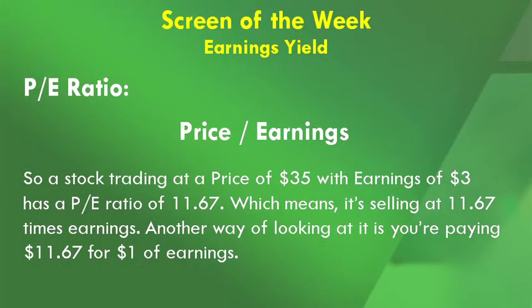Okay. So first off, the calculation is the inverse of the PE ratio. The PE ratio is price divided by earnings. So a stock trading at a price of $35, for example, with earnings of $3, has a PE ratio of 11.67, which means it's selling at 11.67 times its earnings. Another way of looking at this is saying that you're paying $11.67 for every $1 of earnings, okay?